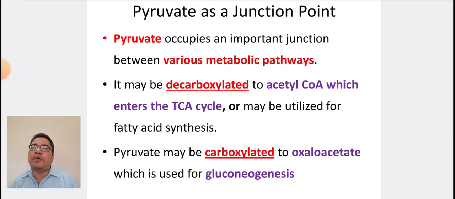Coming to pyruvate as a junction point. Pyruvate occupies an important junction between various metabolic pathways. It may be decarboxylated to acetyl-CoA which enters the TCA cycle or may be utilized for fatty acid synthesis. On the other hand, pyruvate may be carboxylated to oxaloacetate which is used for gluconeogenesis.